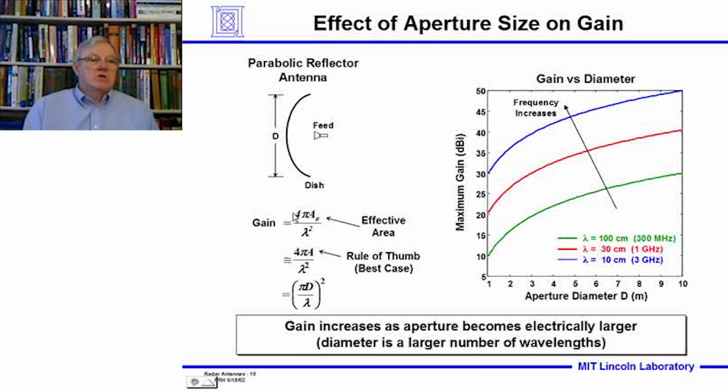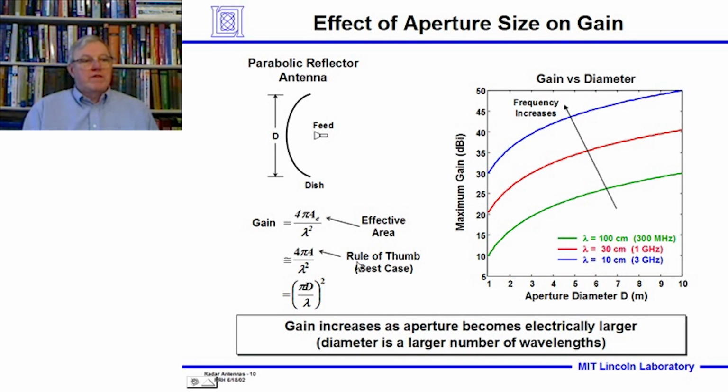And the gain is just 4 pi times the area of the antenna, the effective area of the antenna, divided by the wavelength of the radiation squared. And that's the gain of a parabola, a parabolic antenna.